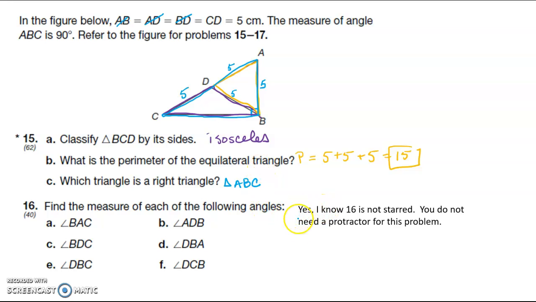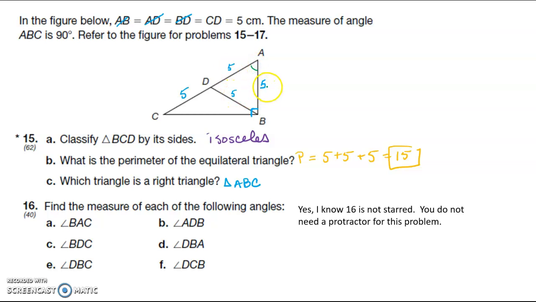On 16 it's not starred, but you do not need a protractor for this problem. Let's see what we can figure out here. I'm going to erase all my colors. Okay, A says find the measure of angle BAC. So that's right there.